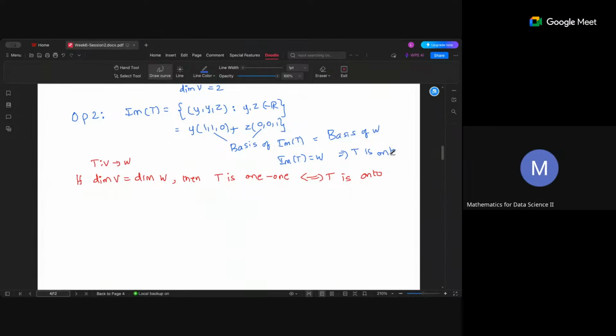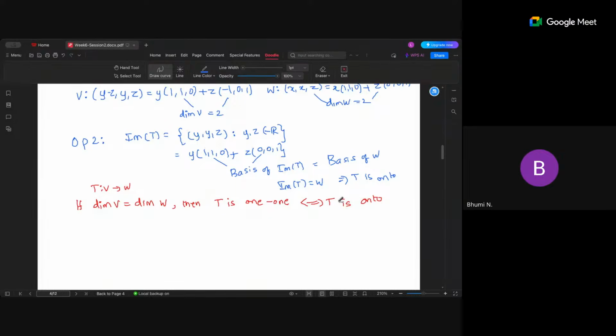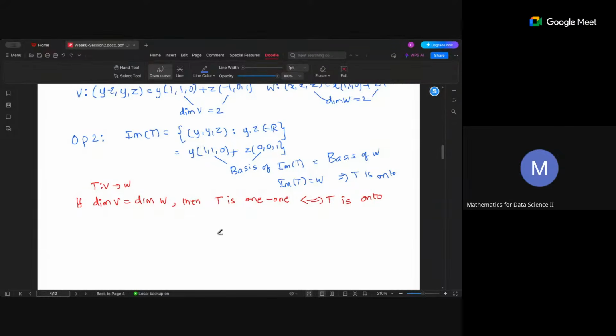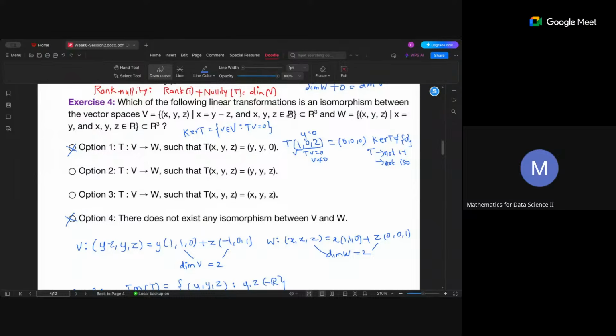Okay, so here T is onto and the dimensions are same. The dimension is 2 for both V and W, yes. So dimension of V equal to dimension of W and T is onto implies T is 1 to 1 and hence T is an isomorphism. So option 2 is an isomorphism. Which of the following is an isomorphism is the question. So option 2 is correct.